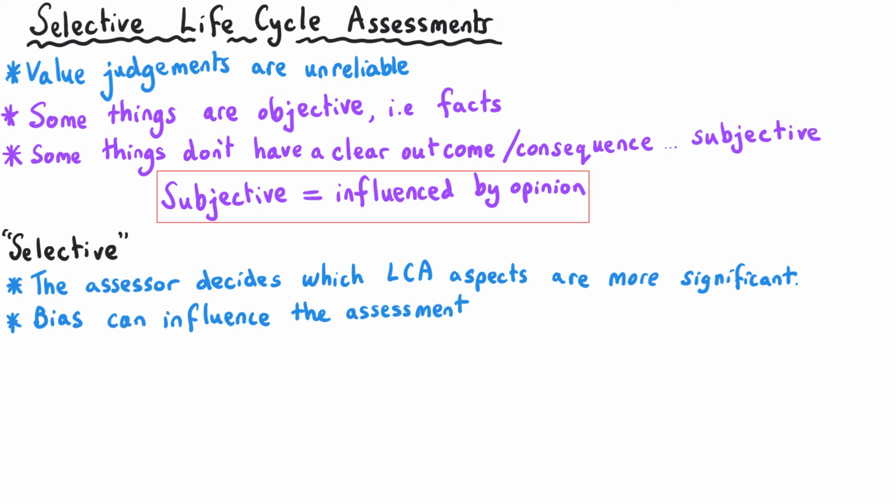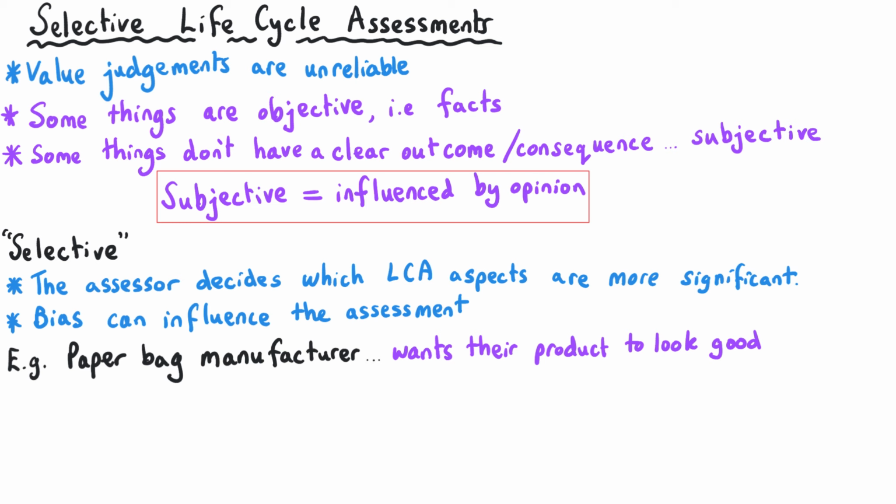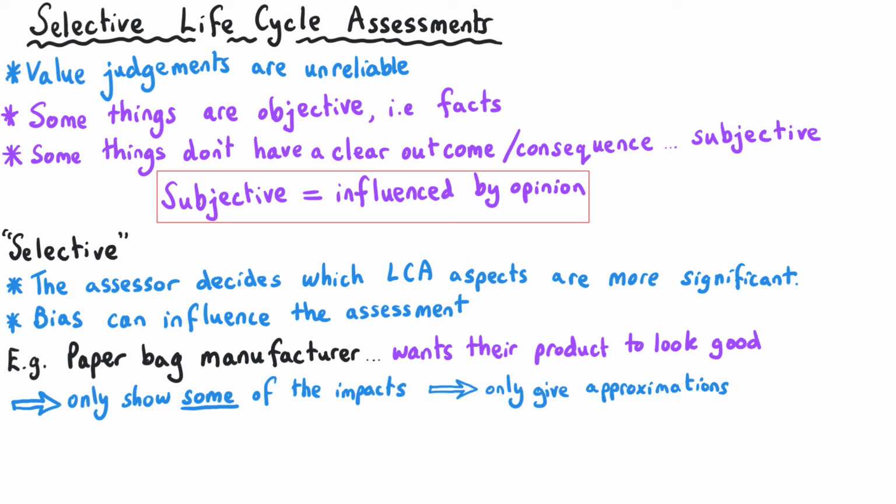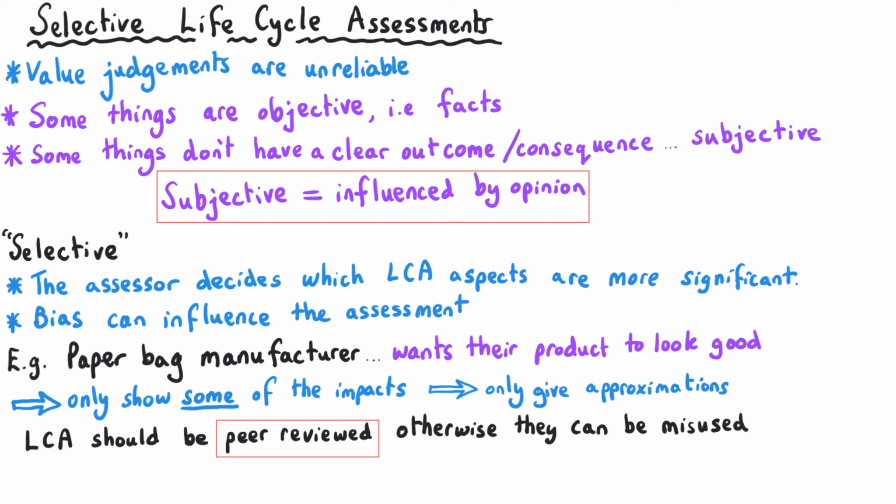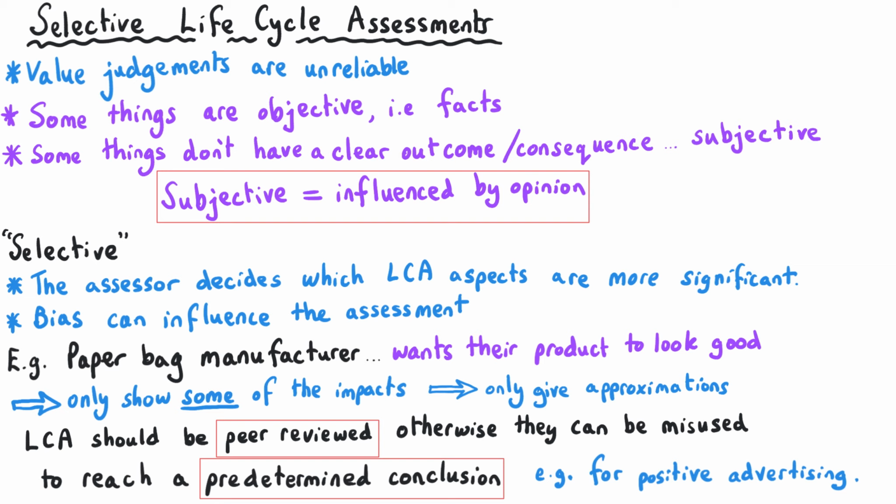So an example of this is, what if a manufacturer of a paper bag wanted to advertise their product? They might use a selective life cycle assessment that only shows some of the impact of this product on the environment. For instance, they might approximate the raw material processing impact and use a value judgment to make it seem less than it is. So unless a life cycle assessment has been peer reviewed, we need to be cautious that it might have been misused to reach some kind of predetermined conclusion.